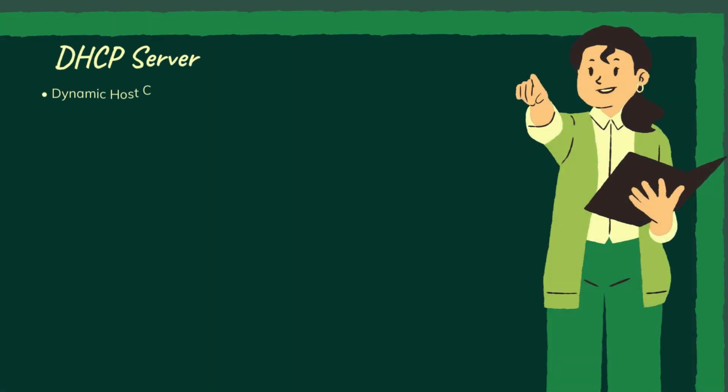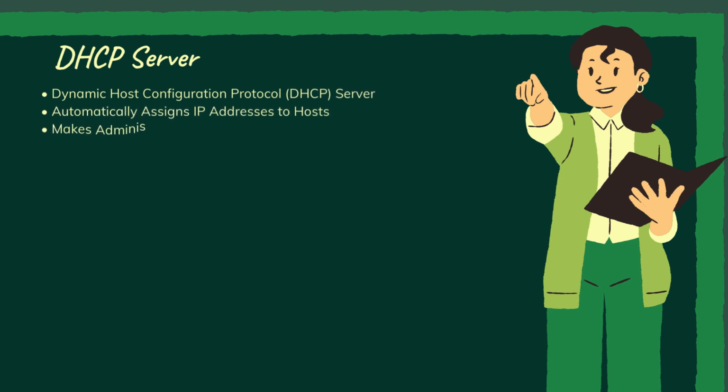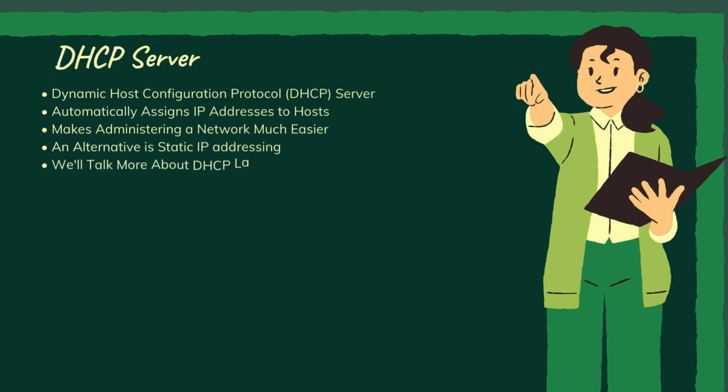DHCP server. Dynamic Host Configuration Protocol, DHCP server, automatically assigns IP addresses to hosts, makes administering a network much easier. An alternative is static IP addressing. We'll talk more about DHCP later in the course.